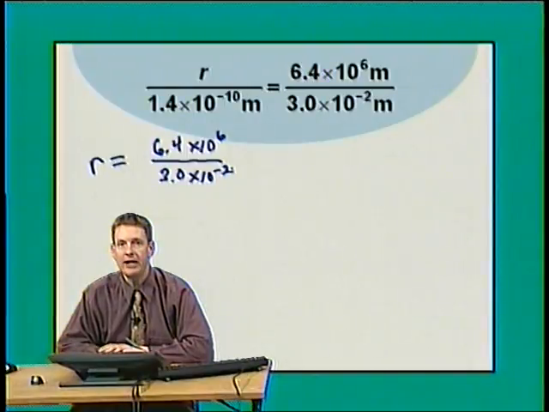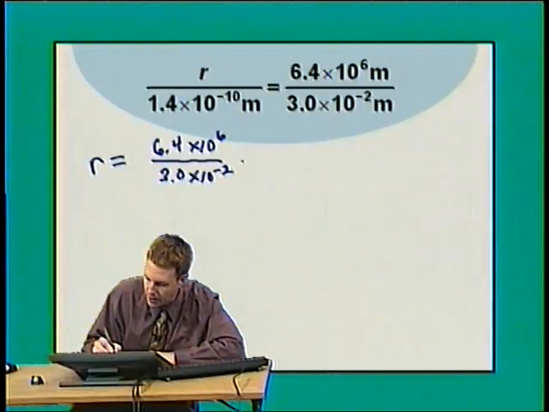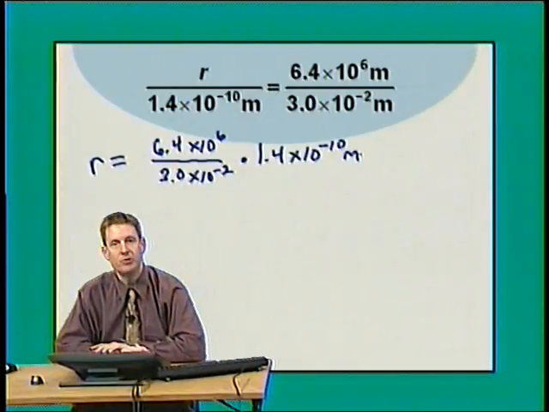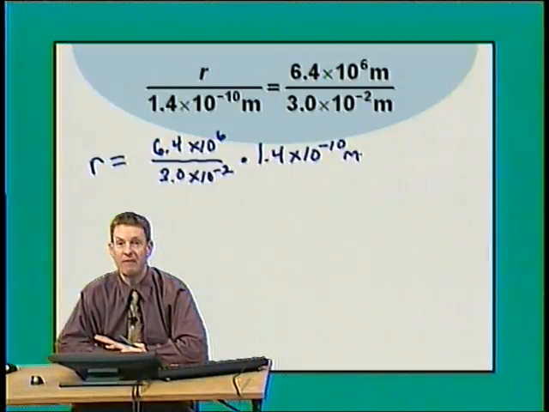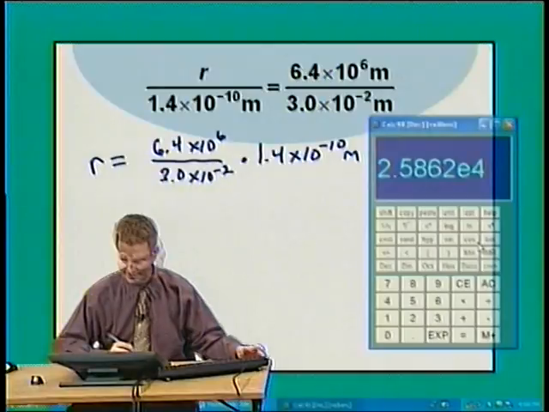I don't need to write any units there because I can see that on the right-hand side of my original equation, the fraction has units of meters over meters, which divide to 1. Now I also need to multiply by my 1.4 times 10 to the negative 10 meters. I'm doing that because one of my principles of solving equations says that if I multiply both sides of the equation by the same number, I'll get an equivalent equation. So let's get out our calculator and perform this calculation.